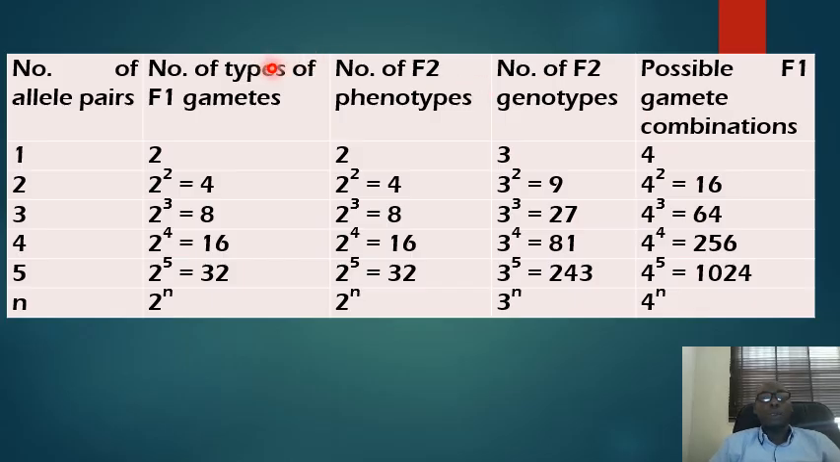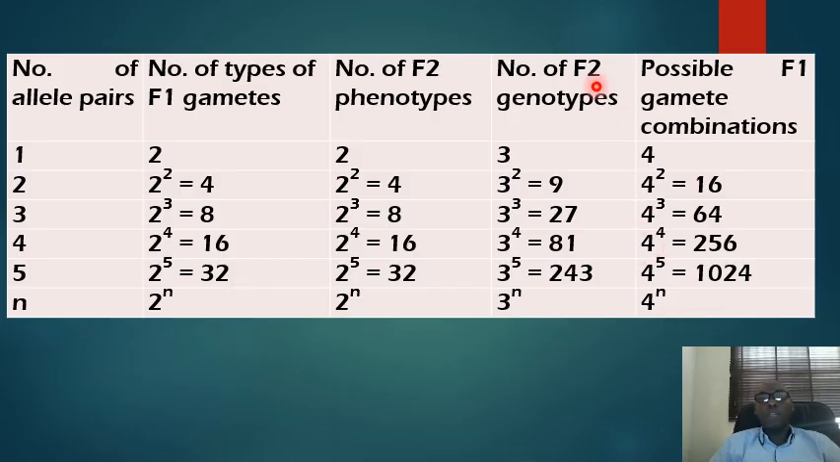For the number of types of F1 gametes, for two pairs of alleles, we have 4 possible gametes. For 3 pairs, 8. For 4 pairs, tetrahybrid cross, you're going to have 16. And for 5, pentahybrid cross, we're going to have 32 possible gametes. So the more the allelic pairs, the more the gametes produced. And we also notice that the number of phenotypes to be produced in the second filial generation corresponds to the number of types of gametes produced in the F1 generation.